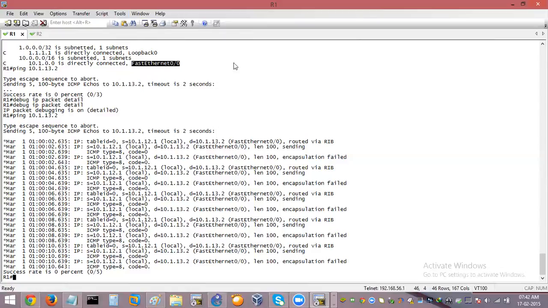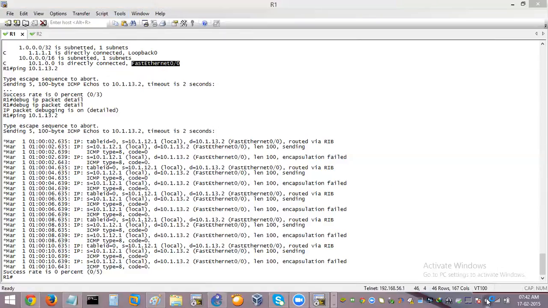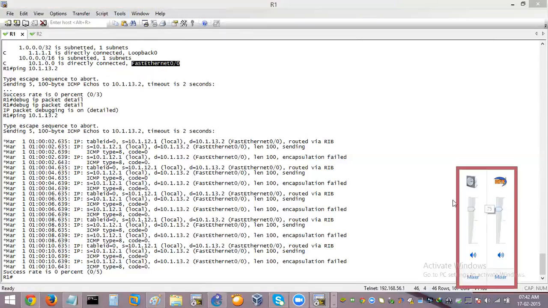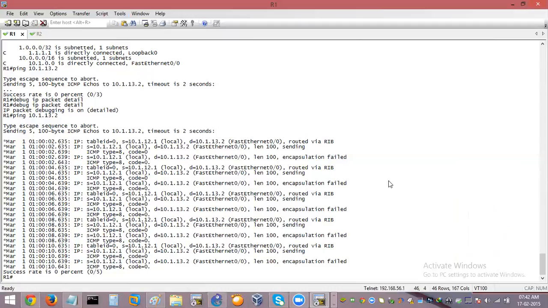Good. So up to this point, guys, are you clear? And this is what IP routing is. If you have any question or doubt about whatever we have done today, you can tell me. Yes, guys, any question?